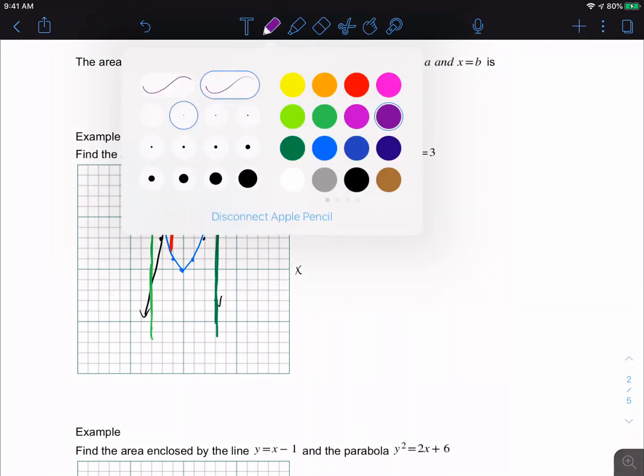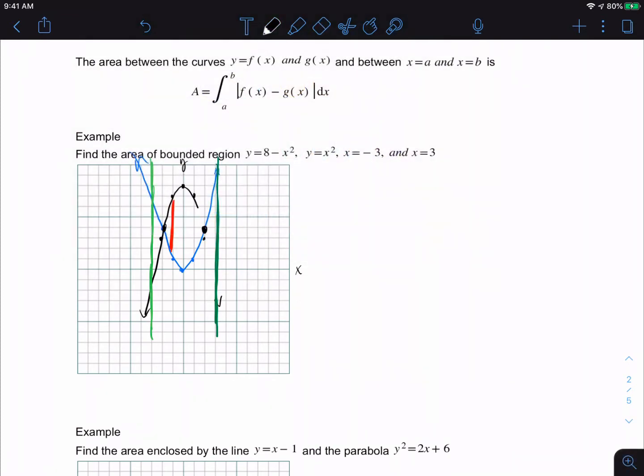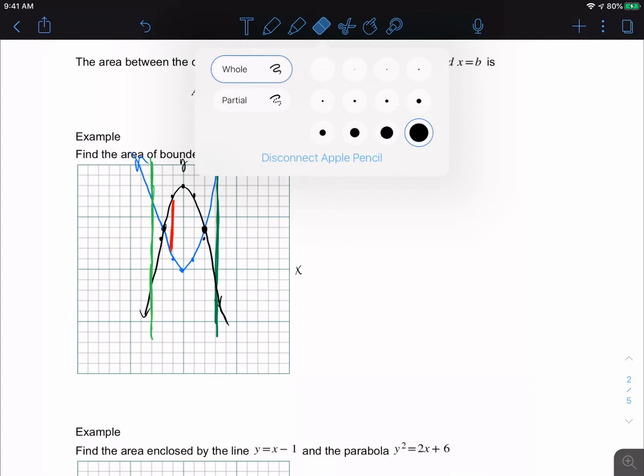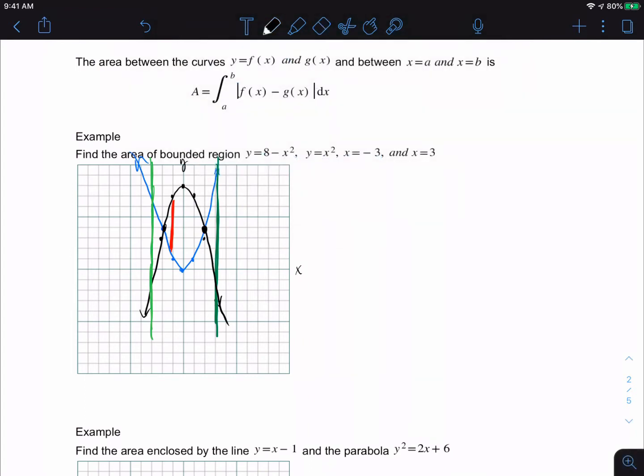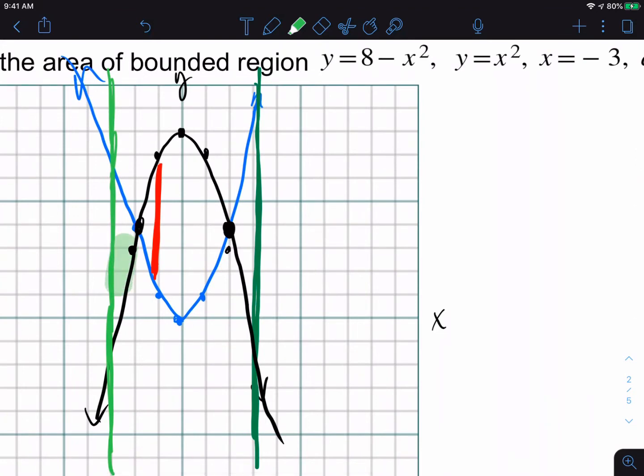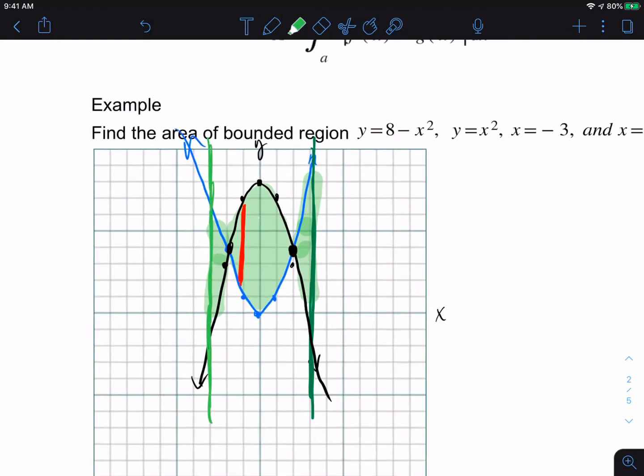Oh, that's a bummer. It deleted my picture. I'm going to make that smaller. Okay. Now, I want to find these regions, so I'm going to shade it. Bear with me. This is what I'm looking for. This area right here is what I'm looking for, and this region right here is what I'm looking for.